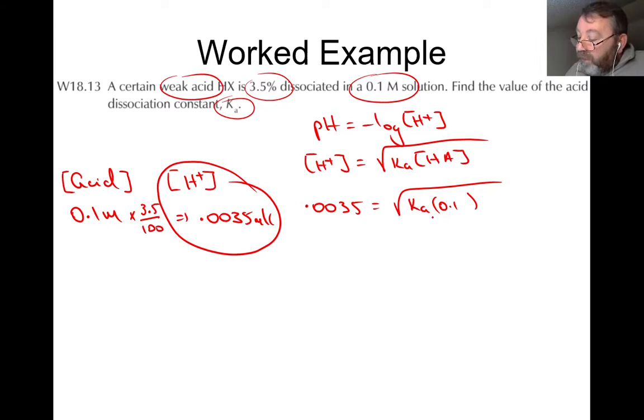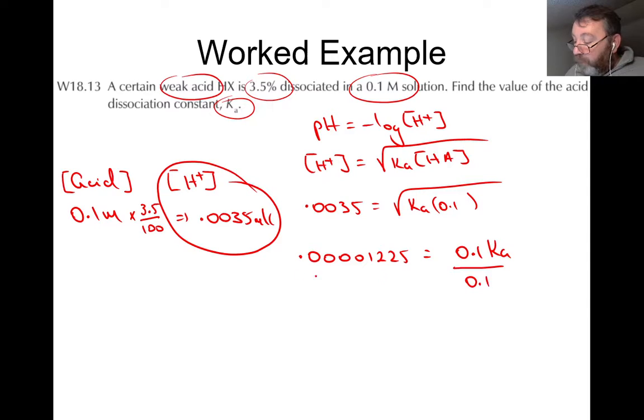So therefore, to get rid of this root, because we need to use the numbers underneath it, I'm going to square both sides. So 0.0035 squared comes out as, again, something very small, 0.00001225 is equal to 0.1 times Ka. So therefore, all I've got to do now is divide across by 0.1 on both sides. They'll cancel, and that leaves you with Ka being equal to.